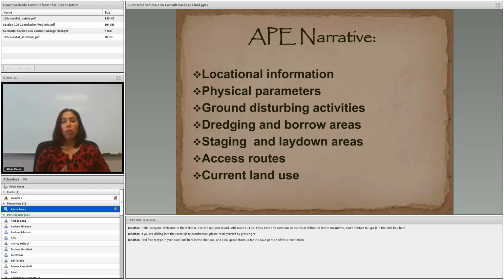It's also good to provide some information on the current land use of the APE. So is it a built urban environment, or is it an area that's rural? This is information that's important to the reviewer.